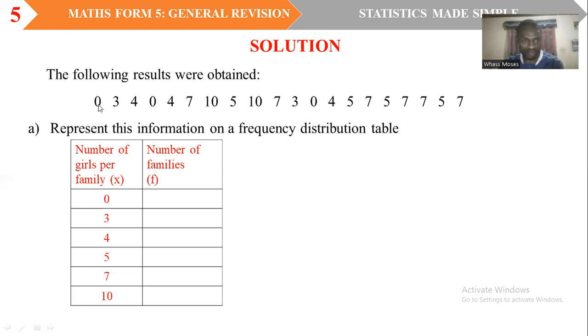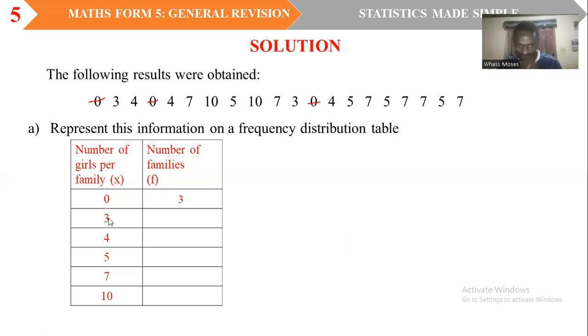Now, we start with 0. When we put down 0, which is the lowest score representing that number of girls per family, we look at how many families had 0 girls. To check how many families have 0 girls, we count 1, 2, 3. So which means that 0 girls belongs to 3 families. There were 3 families with no girl.